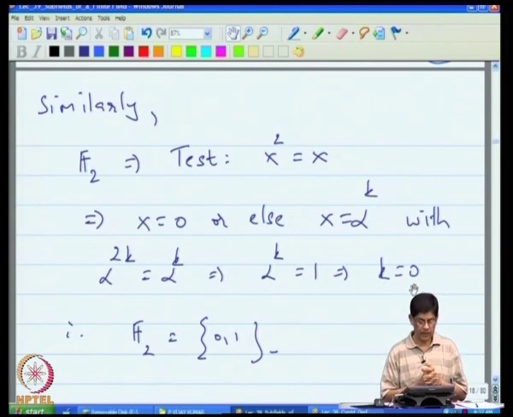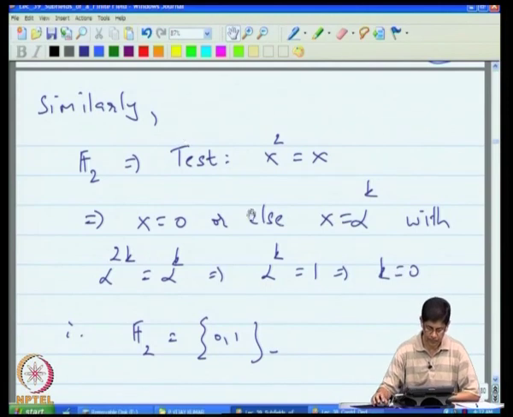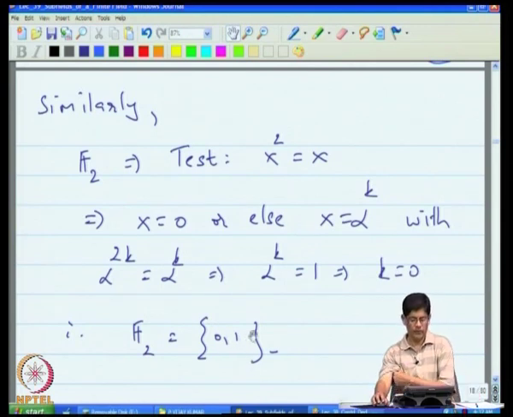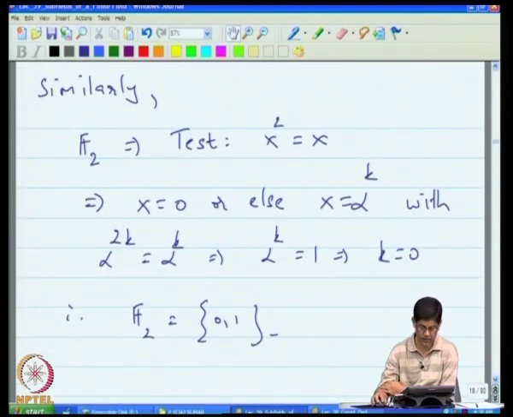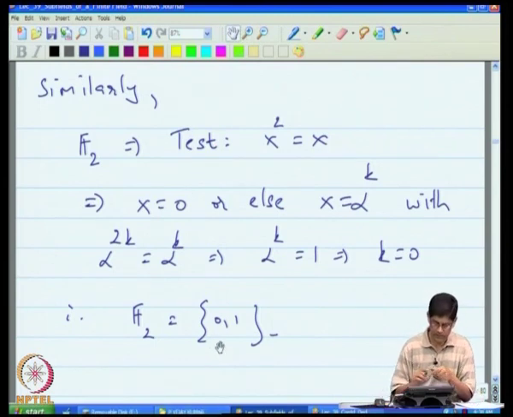Therefore, the elements in the subfield F2 are precisely those corresponding to x equal to 0 and x equal to alpha to the k with k equal to 0. So, 0 and 1 are the only two elements in the subfield. This is just verification, because after all we already knew that these two elements were in the subfield.